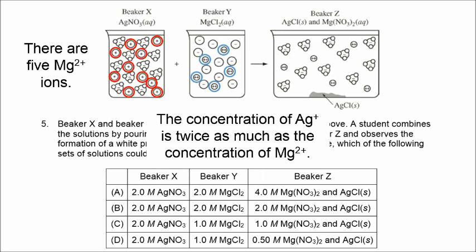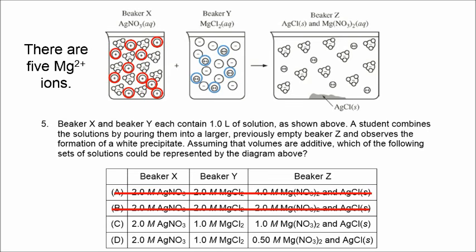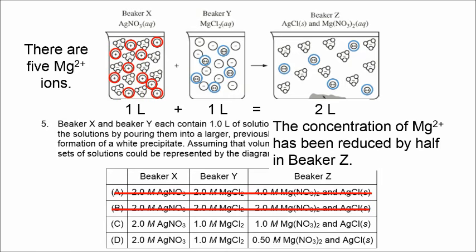So we can conclude from the particle diagram that the concentration of silver is twice as much as the concentration of magnesium. So the correct answer is either C or D. Now in terms of volumes, we are combining 1 liter of each solution to form 2 liters of total volume at the end. If the magnesium, which is the spectator ion, is still present in that final beaker, beaker Z, but there's twice as much volume, we are cutting the concentration of magnesium by half. So therefore, the correct answer is D, which shows 0.5 molar magnesium nitrate in the final beaker.